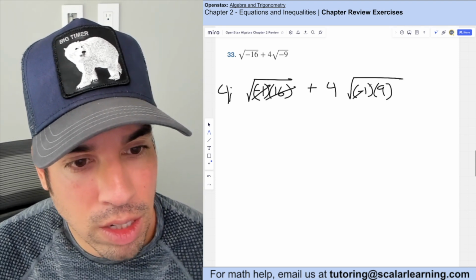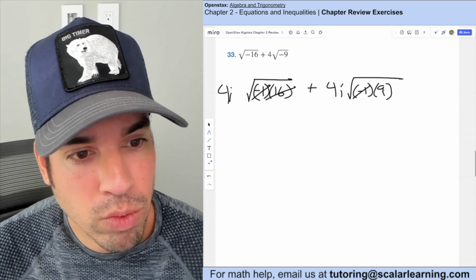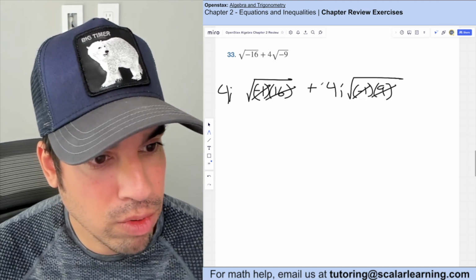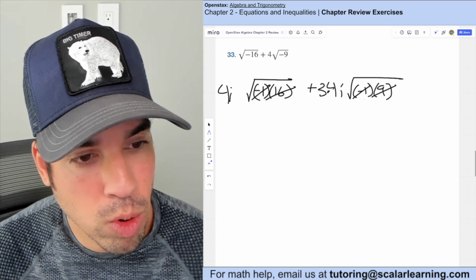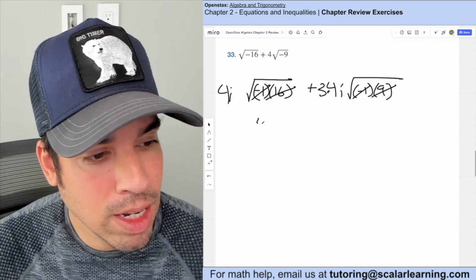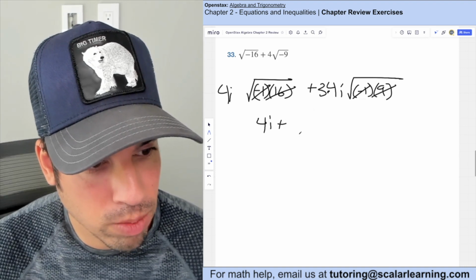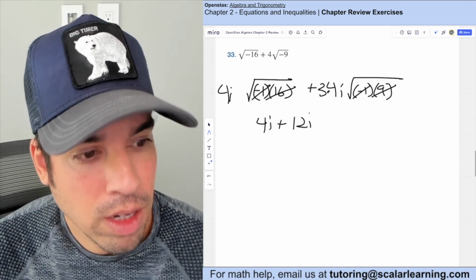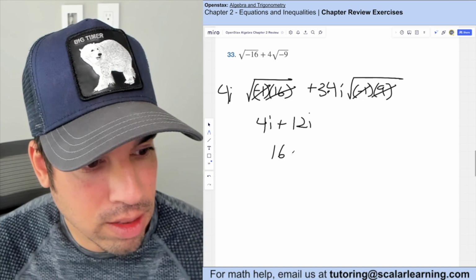Likewise, the square root of -1 is i. The square root of 9 is 3. So those also come out. So that's multiplying that 4 in front. So last but not least, we get 4i plus 3 times 4i, which is 12i. And then 4i plus 12i is 16i.